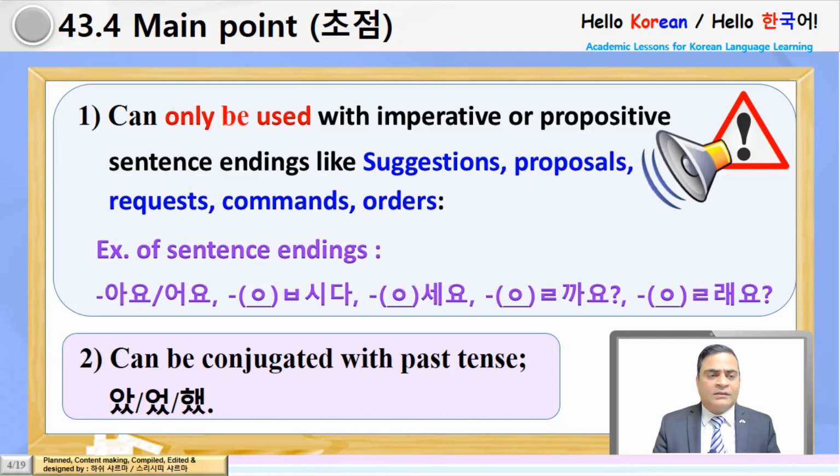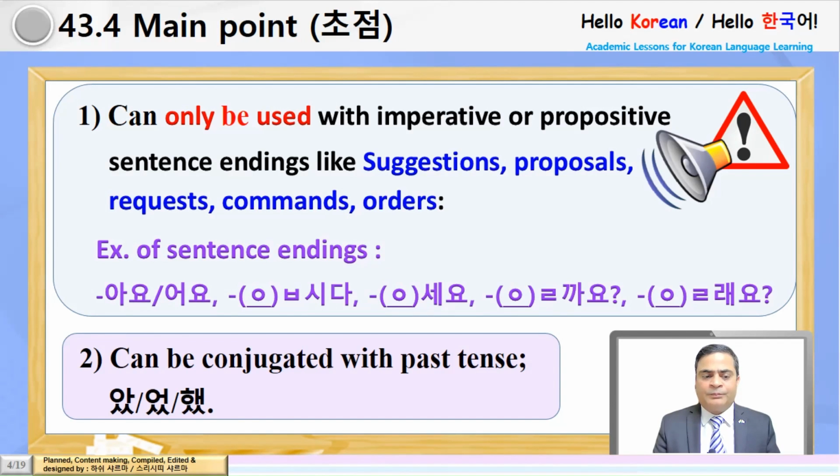So, for -(으)니까, see point number one, it can only be used with imperative or proposal sentence endings like suggestions, proposals, requests, commands or orders. Some examples of these sentence endings are -아요/어요, -ㅂ시다, -으세요, -ㄹ까요, -ㄹ래요. With these kinds of sentence endings, we use this grammar. And second point is, it can be conjugated with past tense markers, that is -았, -었, or -했. Clear, everyone? This point is very important. Only and only for the imperative sentences, suggestion, order, proposal, or command sentences.